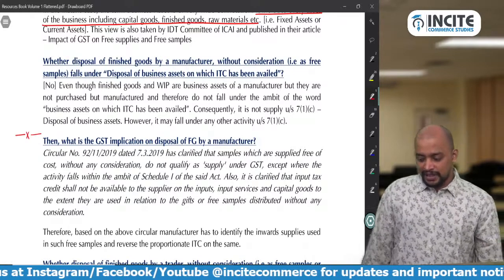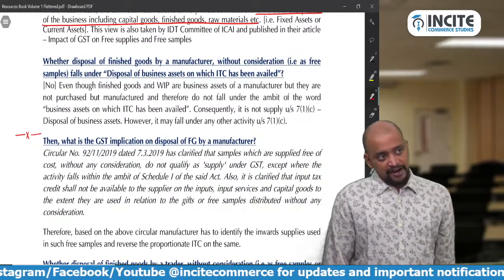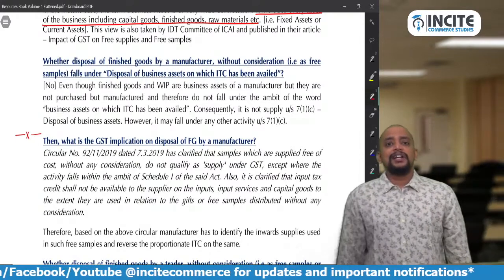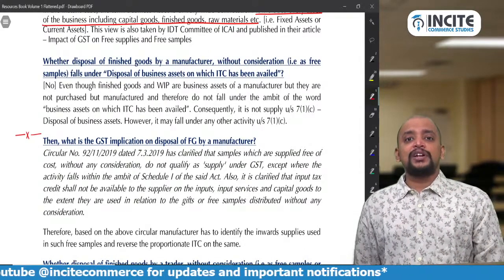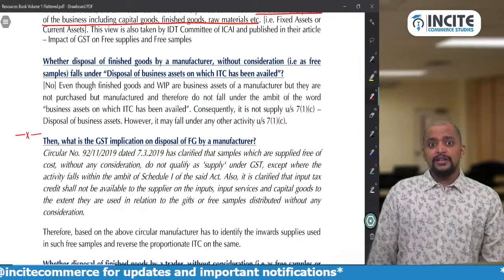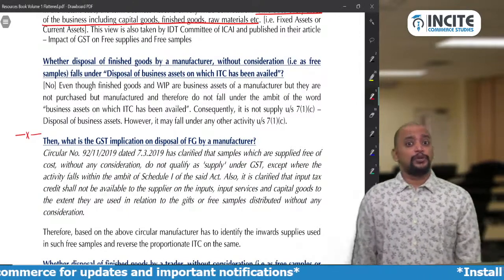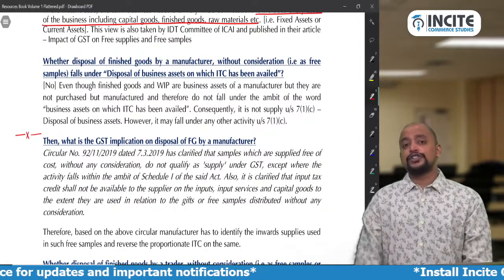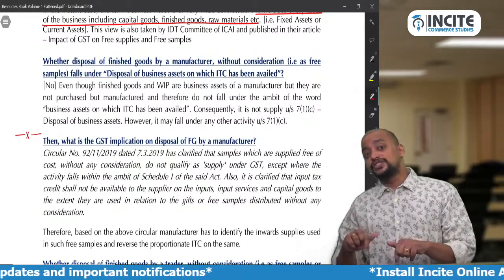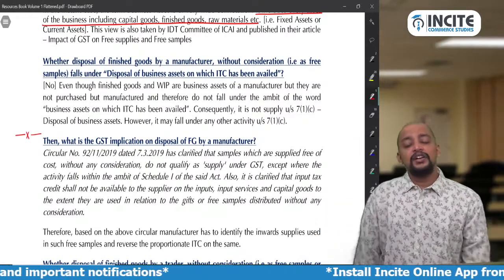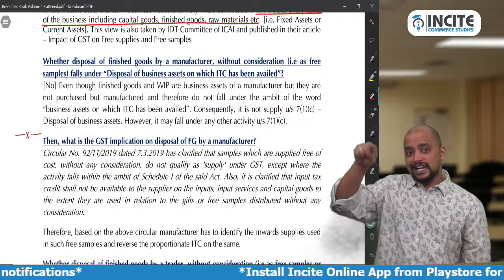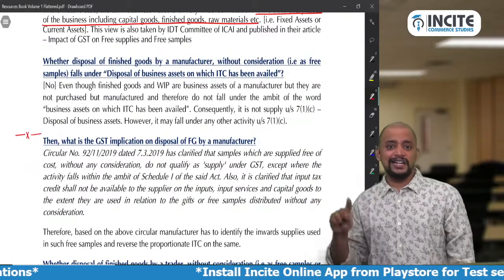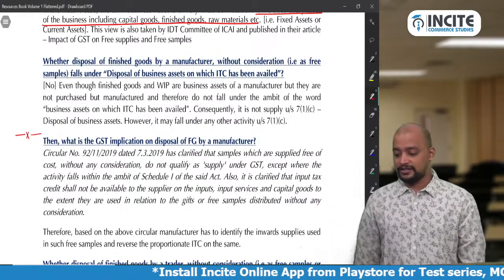Sir, free sample comes under 17 subsection 5. That is, 17 subsection 5 says goods purchased and distributed as gifts or free samples. So in that case it is a blocked credit. Again there also they use the words purchased goods distributed as gifts or free samples, not the manufactured goods. Okay, so that's why I will discuss that connecting area in the next class. Tomorrow's class you will understand that.